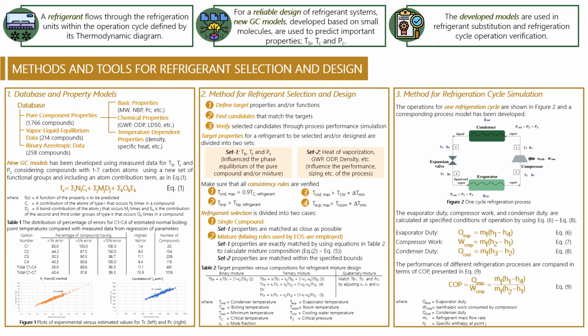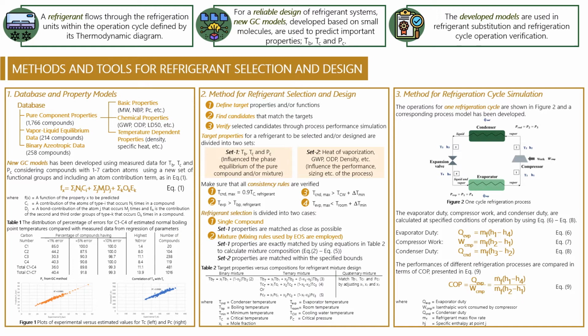Next are the methods and tools for refrigerant selection and design, which are divided into three sections. First, the database and property models section. This will talk about the database, which is divided into three types as in this ontology. A new GC model has been developed using measured data for boiling temperature, critical temperature, and critical pressure, considering compounds with 1 to 7 carbon atoms using an expression similar to the MG method as in equation 1.